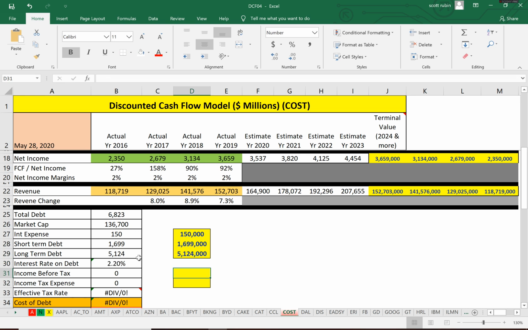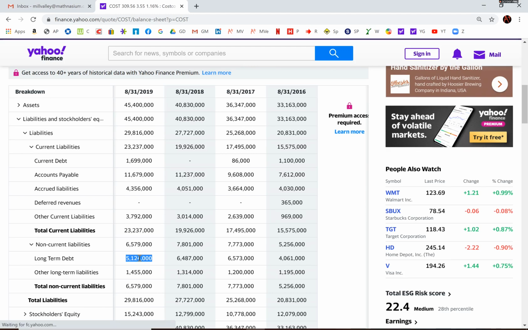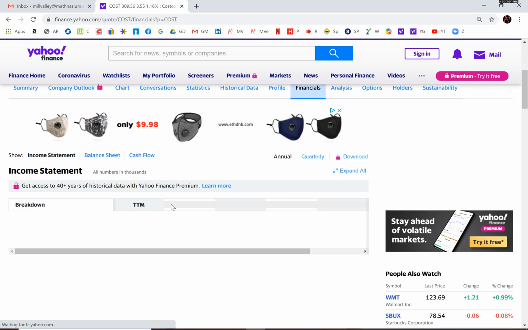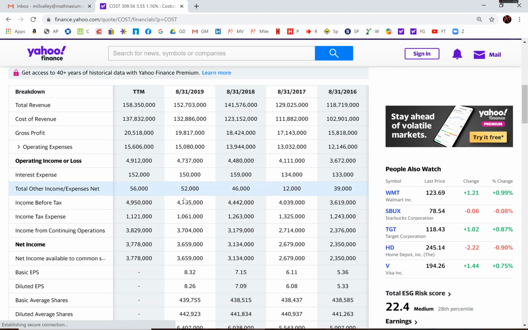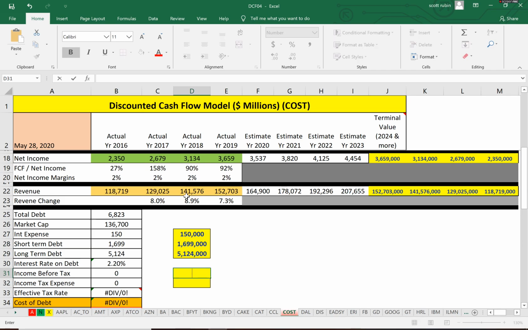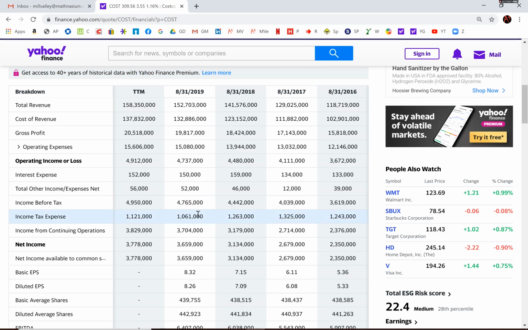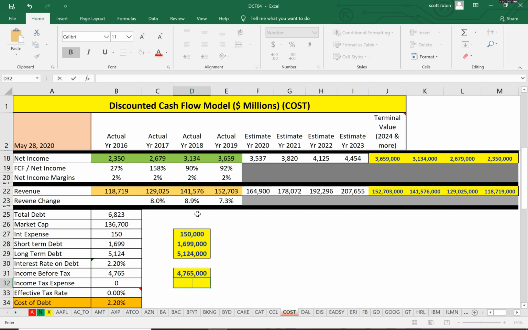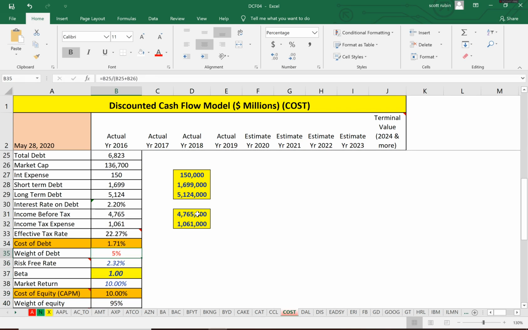Interest payments are tax deductible, so we need to find the effective tax rate to see how much we have to discount the interest by. So income before tax, 4.8 billion. And the income tax is $1 billion. So they pay 22% of taxes. So the cost of the debt is 1.71%.